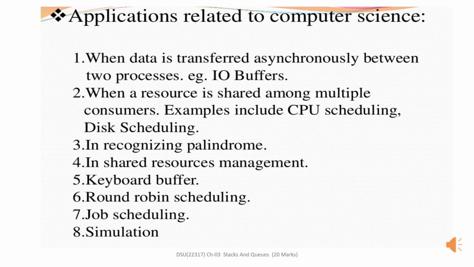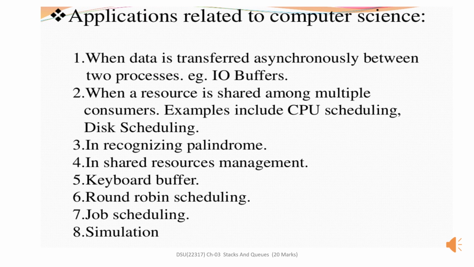So this is our last topic of this chapter, that is applications of the queue. These are the applications related to computer science. First application is when data is transferred asynchronously between two processes, like IO buffers. Second application is when a resource is shared among multiple consumers. Examples include CPU scheduling and disk scheduling. These are processes used in the operating system. You will learn about them next time.